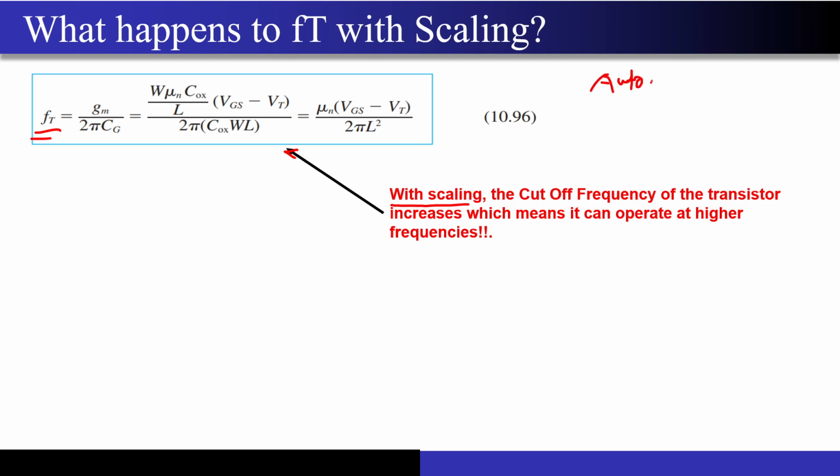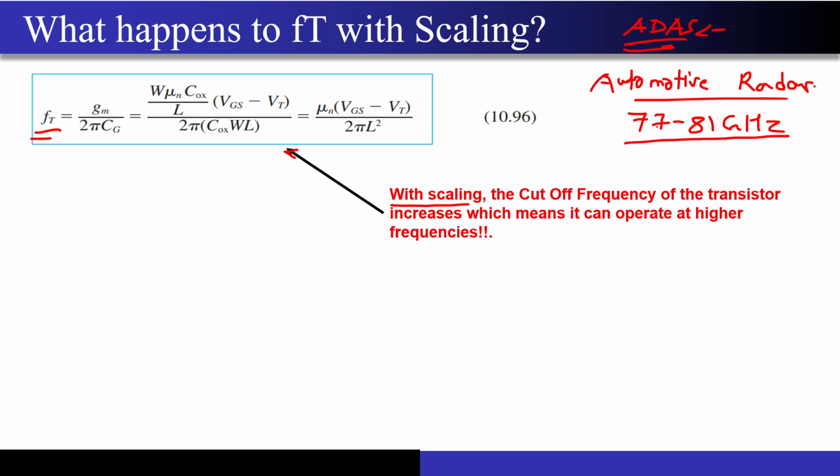Your automotive radar. If any one of you has an SUV or a high-end car, most cars today are equipped with ADAS functionality, advanced driver assistance systems. It has one radar just before the bumper of the car, and it works between the frequency of 77 to 81 gigahertz. This frequency is so huge.